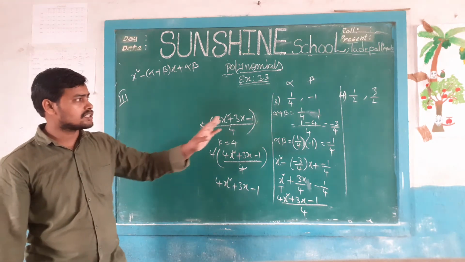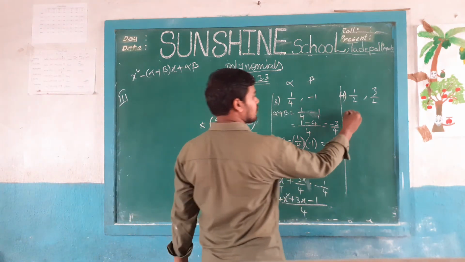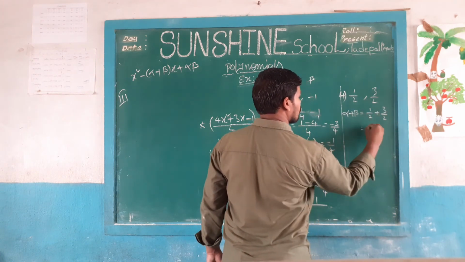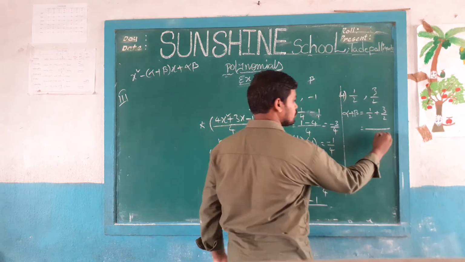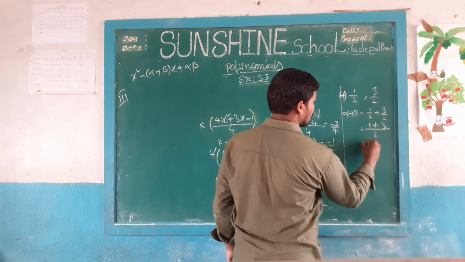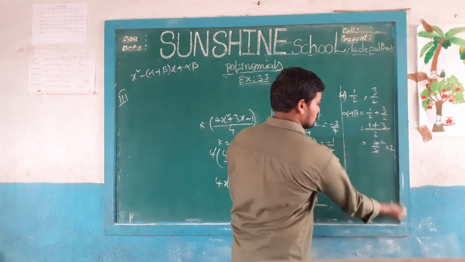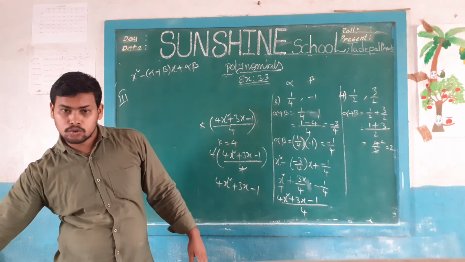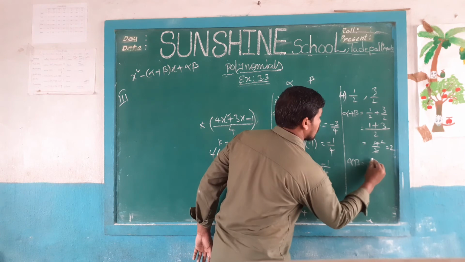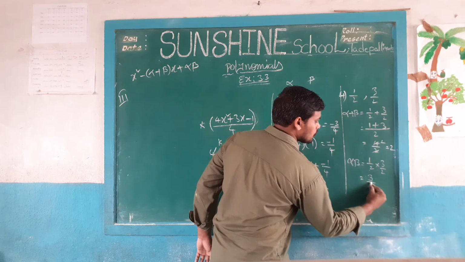Okay. Same process for that one also. You should add those two numbers, 1 by 2 plus 3 by 2. Alpha plus beta, 1 by 2 plus 3 by 2. What is the LCM here? 2. 2 into 1 time, 1 into 1, 1. 2 into 1 time, 1 into 3, 3. 1 plus 3, 4. 4 by 2. So alpha plus beta value is 2. Okay. Now, alpha beta. 1 by 2 into 3 by 2. 1 into 3, 3. 2 into 2, 4.